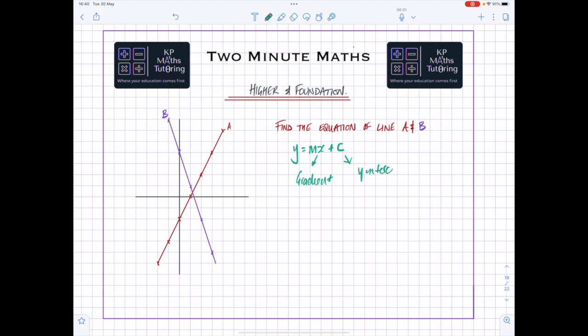Now for this question, what I'm going to assume is that every single one of these lines represents 1. So 1, 2, 3. You'll get given a scale in an exam: 1, 2, 3, etc. So first thing, gradient. How to find the gradient of a line?